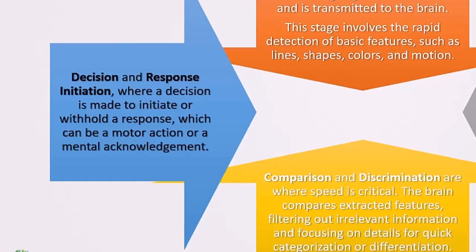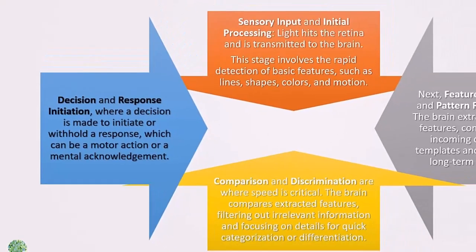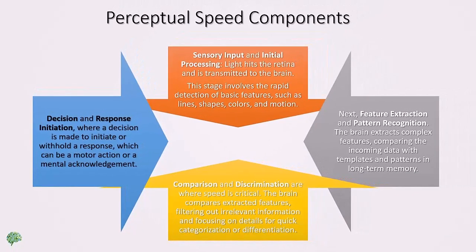Essentially, perceptual speed is a highly efficient and largely automatic process that allows us to navigate our visually rich environment effectively. It serves as a fundamental building block for many other complex cognitive functions.